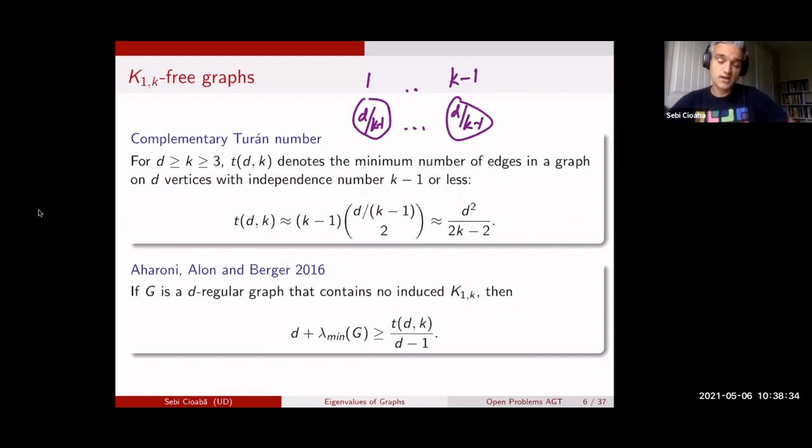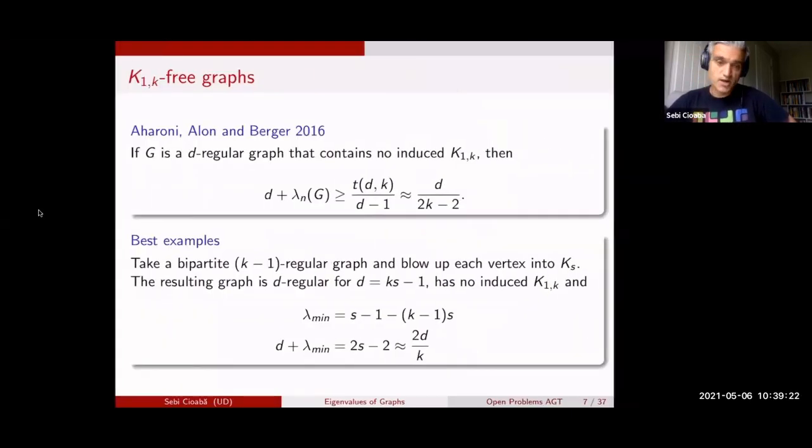And again, the high level view is that if you do not have an induced K_{1,k}, then on the subgraph induced by the neighborhood of each vertex, the independence number is going to be k minus one or less. Therefore on that neighborhood, you're going to see at least TDK edges. So the neighborhood of each vertex is going to be dense. And if the neighborhood of each vertex is dense, with many triangles, intuitively speaking, the graph is far from bipartite. So d plus lambda min should move away from zero. And they prove this lower bound, TDK divided by d minus one.